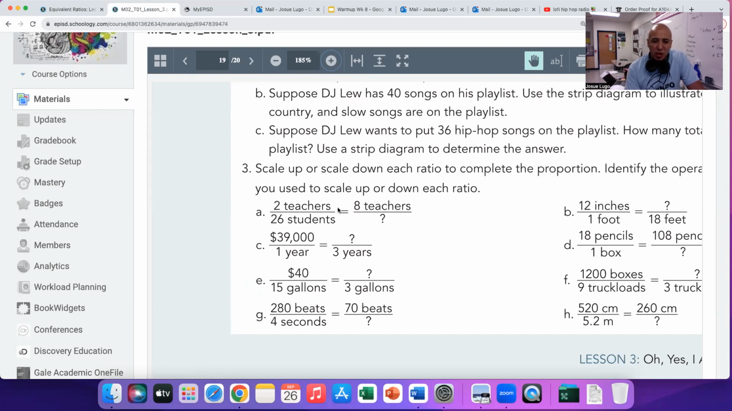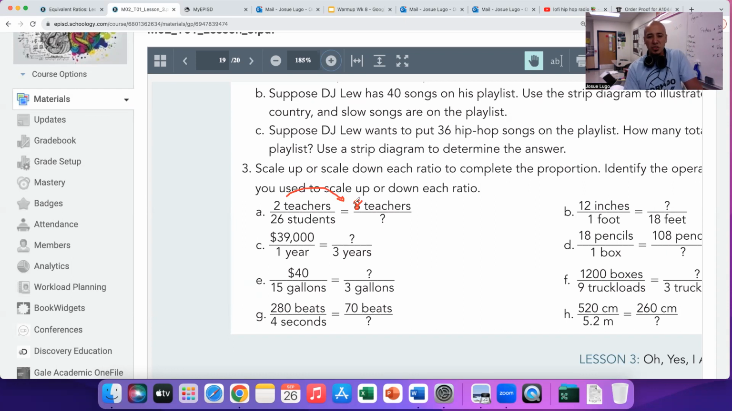And the question is, well, if we follow the same ratio, the same pattern, let's create a proportion here. Let's create an equivalent ratio. But this time, instead of 2 teachers, we're going to have 8 teachers. And the question is, well, how many students do you need in order to have the same ratio? Well, let's do the exact same pattern we did before. Ladies and gentlemen, obviously, I'm not going to work with the denominators, but I can work with the numerators. How can I get from 2 to 8?